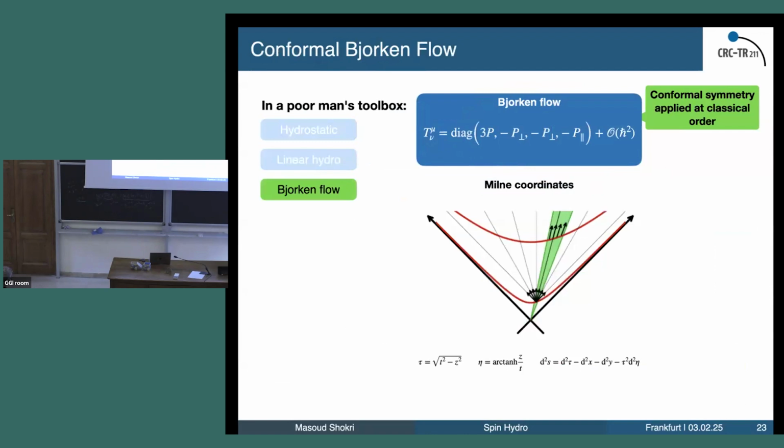Yeah. You can write it in a thermodynamic way. I forgot to write it.